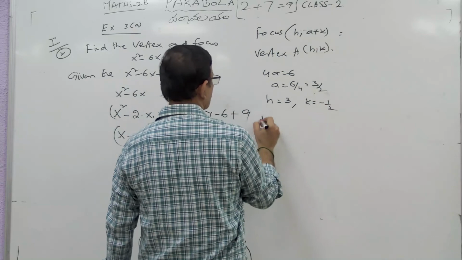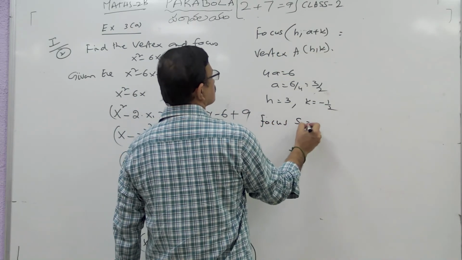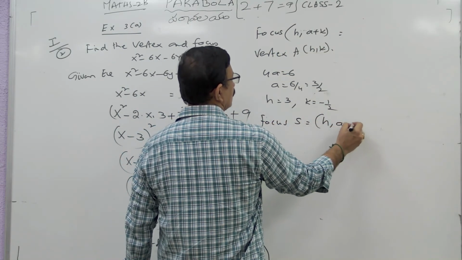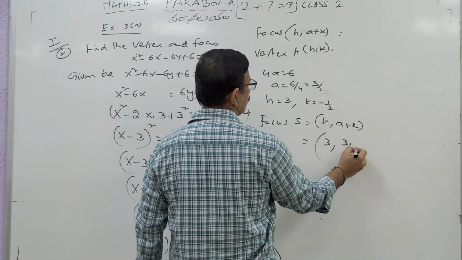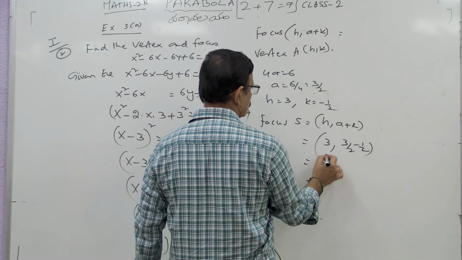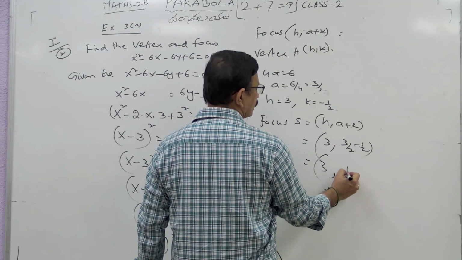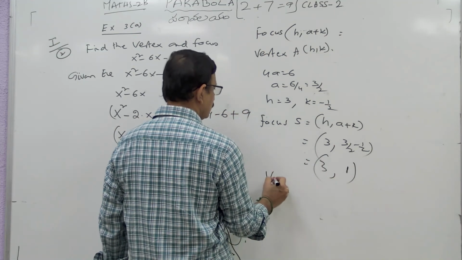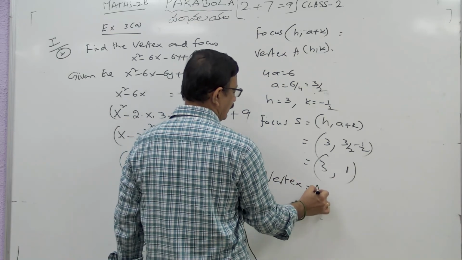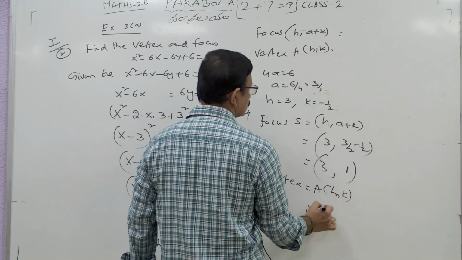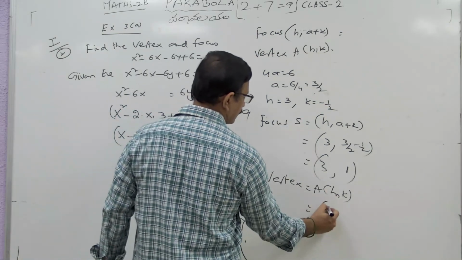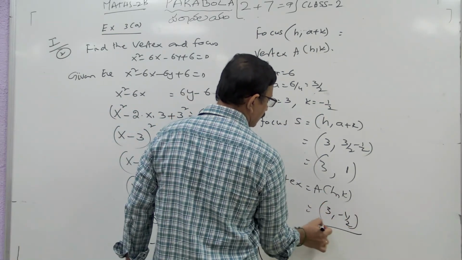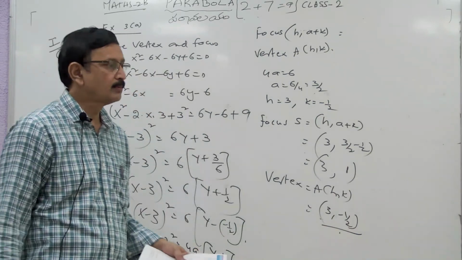So therefore, focus S is equal to (h, a + k). So h is equal to what? 3. And this is 3 by 2 minus 1 by 2. This is (3, 2 by 2). 2 by 2 means what is 1. And similarly, vertex (h, k). So h means what? h you can take as 3. And this is minus 1 by 2. This is how you can complete the problem.